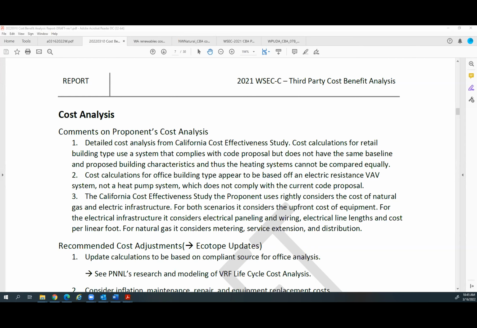The tool provided by the state, the life cycle cost tool, has assumed fuel escalation rates. And so we use the default values from the state when we redo the life cycle cost. I can't speak for the proponent's assumptions.